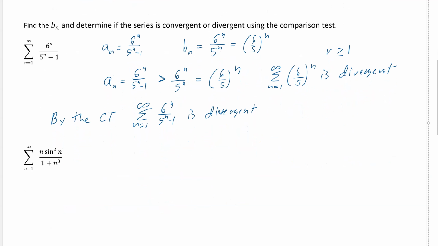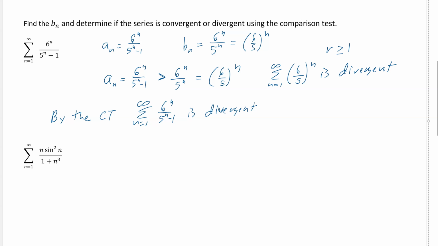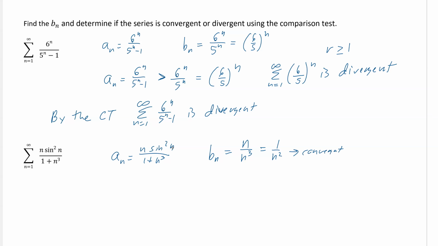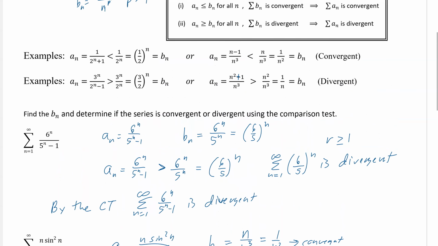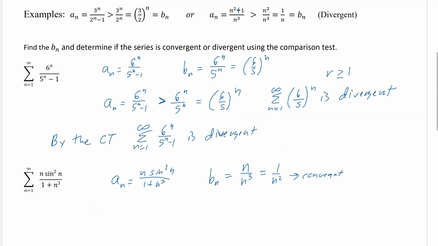So what do you do when you have a sine? Well, sine we know is not going to go bigger than 1. So we know our a sub n here is n sine squared n over 1 plus n cubed. So our b sub n, where we want to start, is just the n over n cubed. You can see them here. We have an adding 1 and a 1. And so this would be 1 over n squared, which we know is convergent. So we go back up, and we now need to make sure that we apply our rules correctly so that we have less than, because that's convergent.